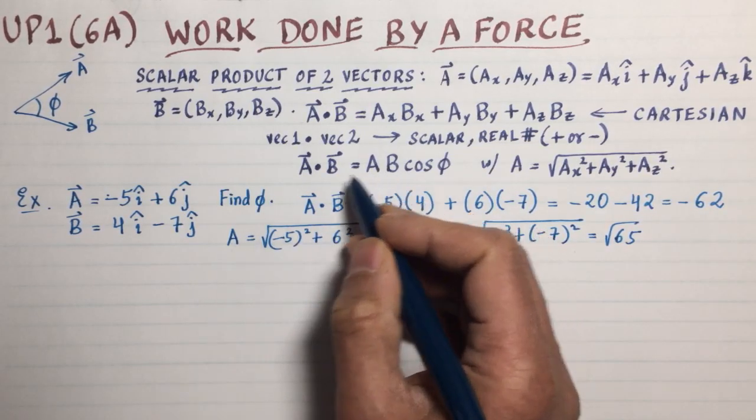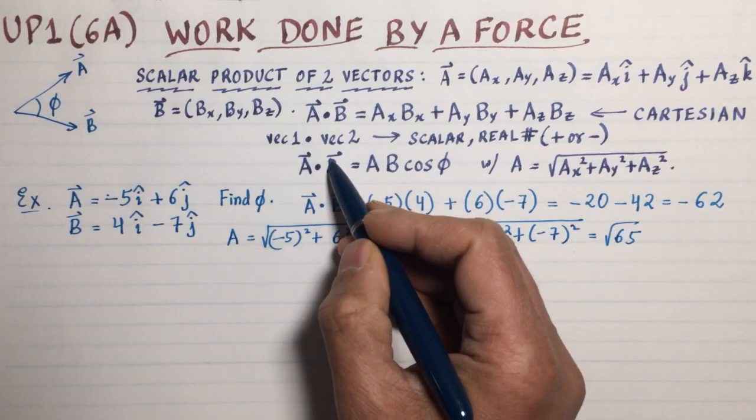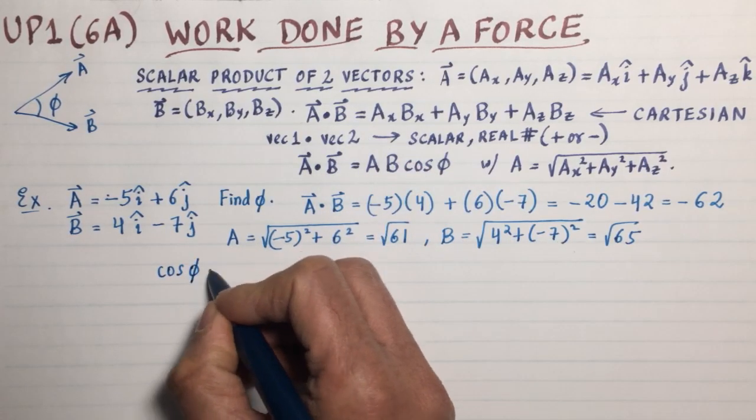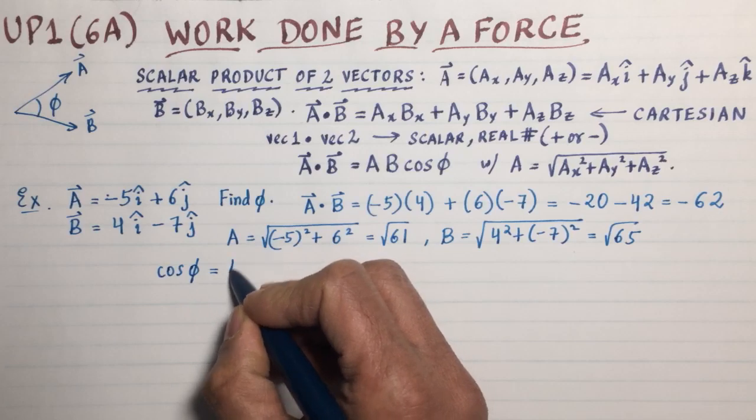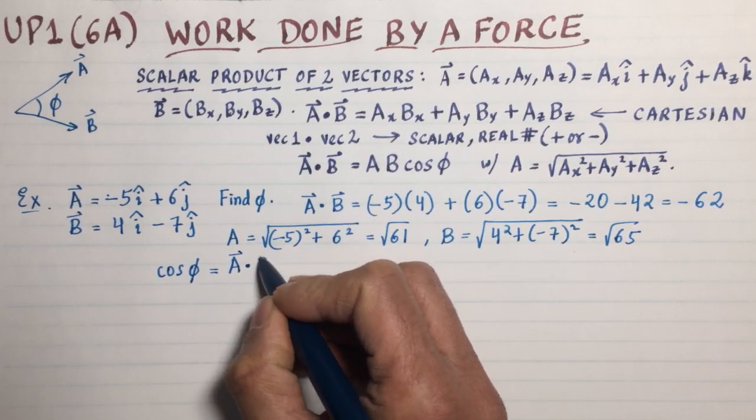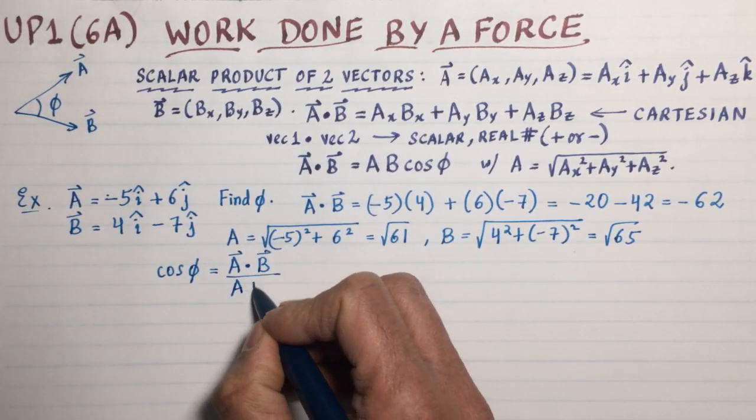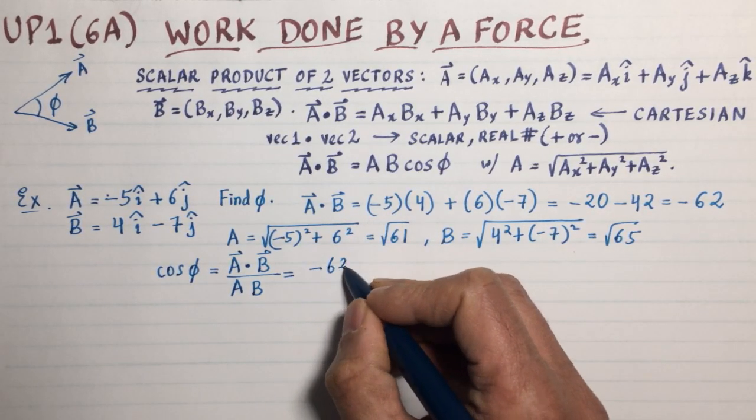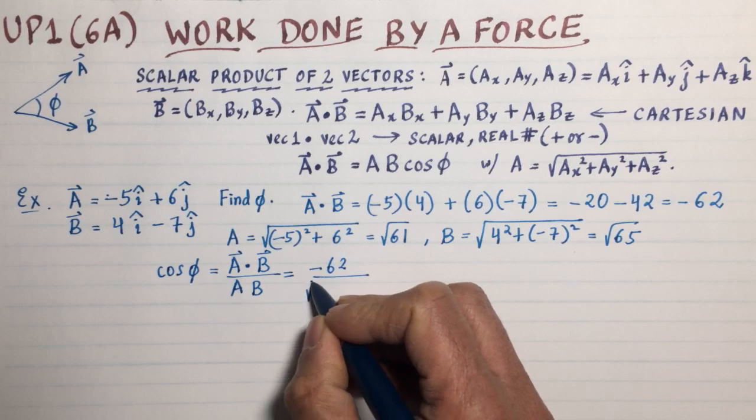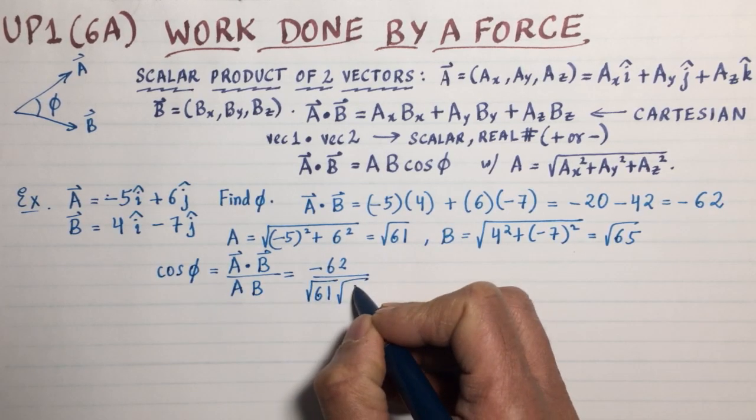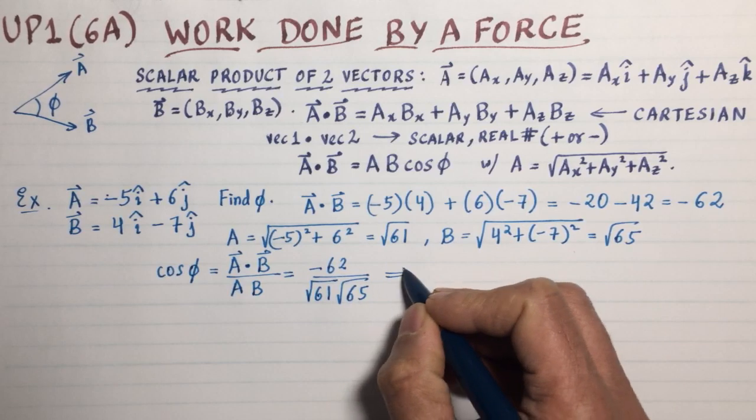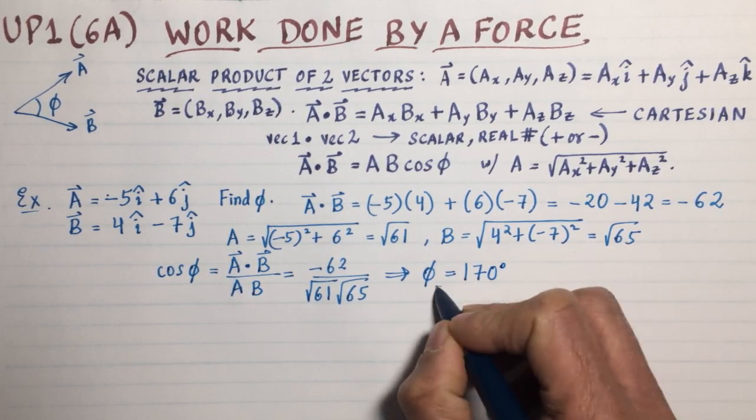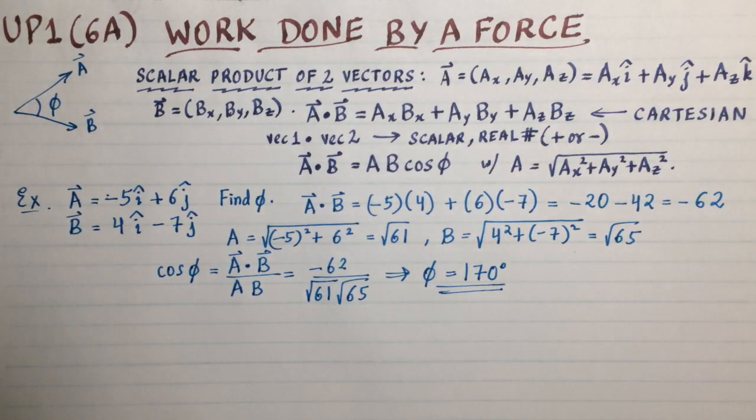So we can set the two definitions of dot product equal, and so I'm going to get cosine phi equal to a dot b divided by the length of A times the length of B. Well, we already know what A dot B is. It's negative 62. And then the length of A is root 61, root 65. And if you calculate this, I did it with a calculator earlier, the angle turns out to be 170 degrees.